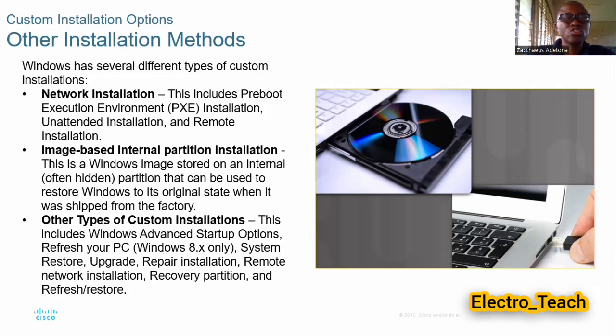Now, Windows systems usually have an image, which is a copy of the installation of the operating system saved in a particular special partition on the hard drive. But this partition is usually hidden, so the user cannot actually see it nor access it. But that image can be used when the operating system on that computer is having problems, to restore the original state the computer had when it was shipped, when it was installed from the factory. So that is an image-based internal partition installation.